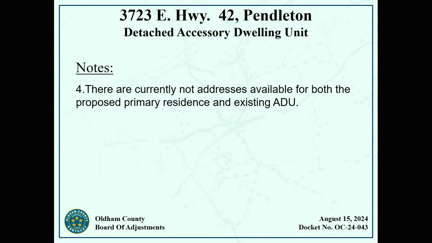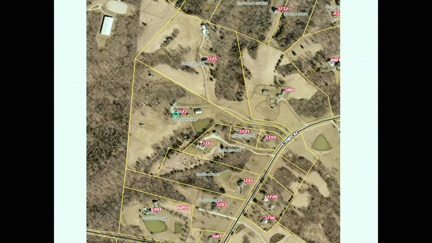So the other issue that we've had on this property is currently there are no addresses available for both the primary residence and the existing ADU. Typically when we do these, the ADU will have an address provided to it as well as the primary residence. And that's for a host of different reasons, public safety being one, making sure emergency services go to the correct house if there's an emergency. So currently, and you'll see here on this map, there are no addresses available.